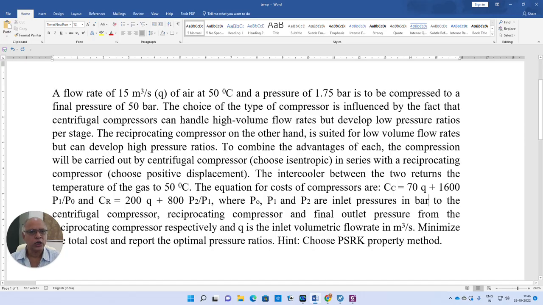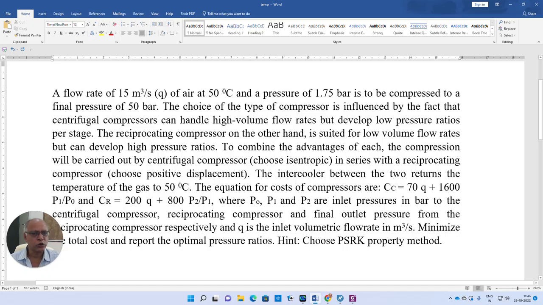You can see the choice of the type of compressor is influenced by the fact that centrifugal compressors can handle high volumetric flow rates but develop low pressure ratios, whereas the reciprocating compressor is suited for low volumetric flow rates but can develop high pressure ratios. So to combine the advantages of each, the compression will be carried out by a centrifugal compressor. You can choose an isentropic compressor while simulating, in series with a reciprocating compressor, for which you choose positive displacement.